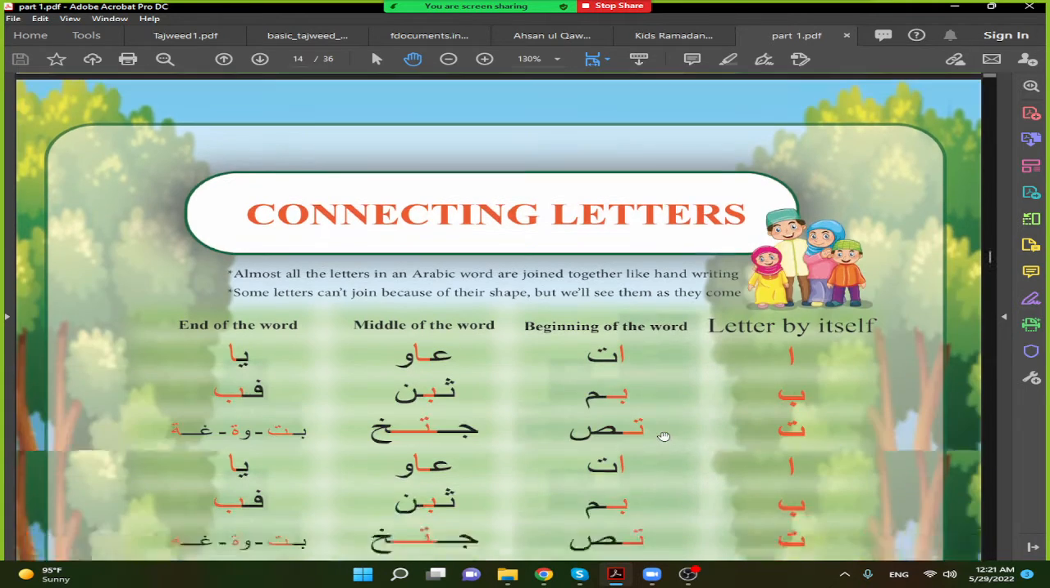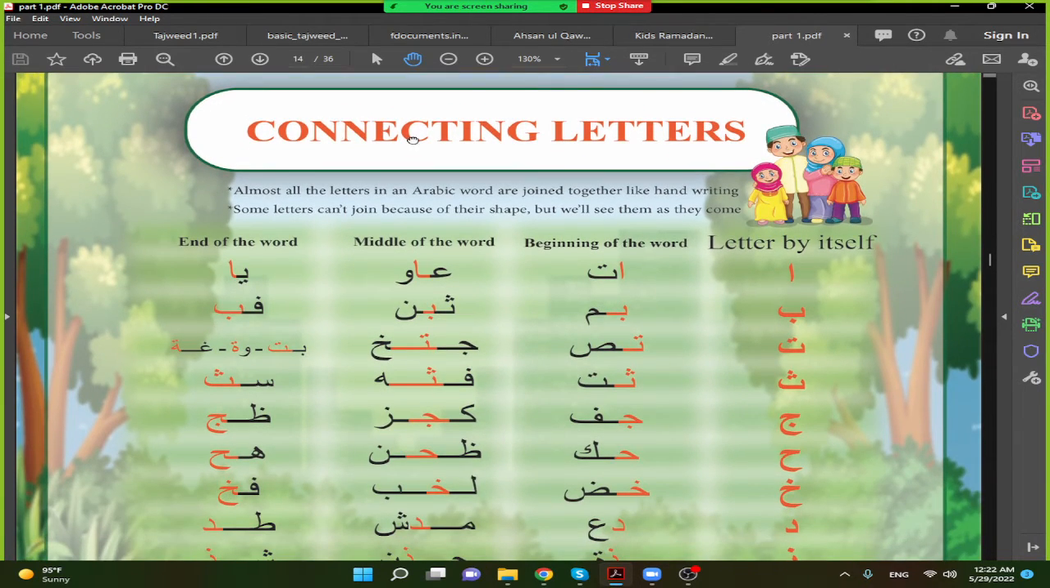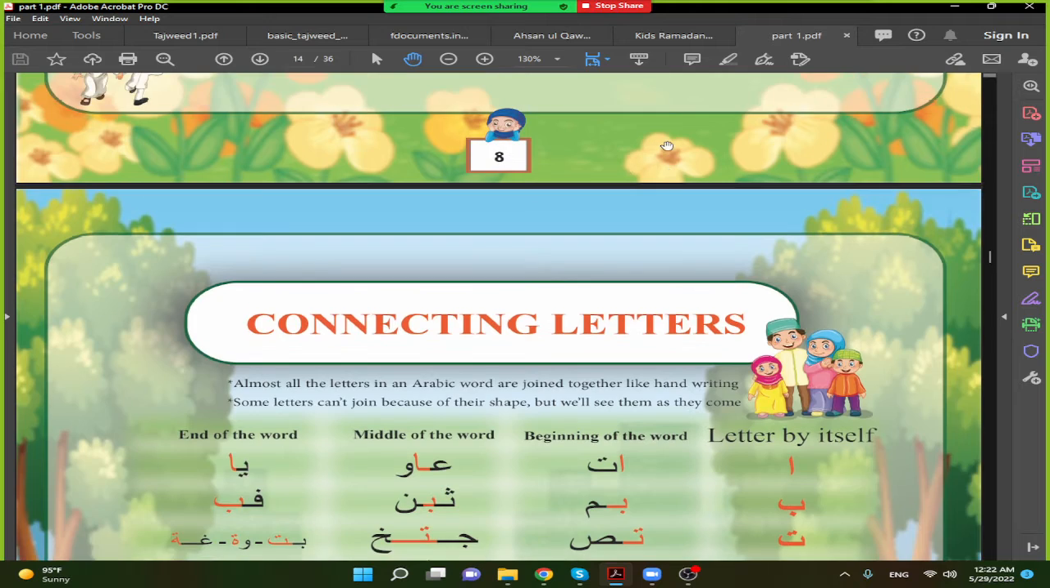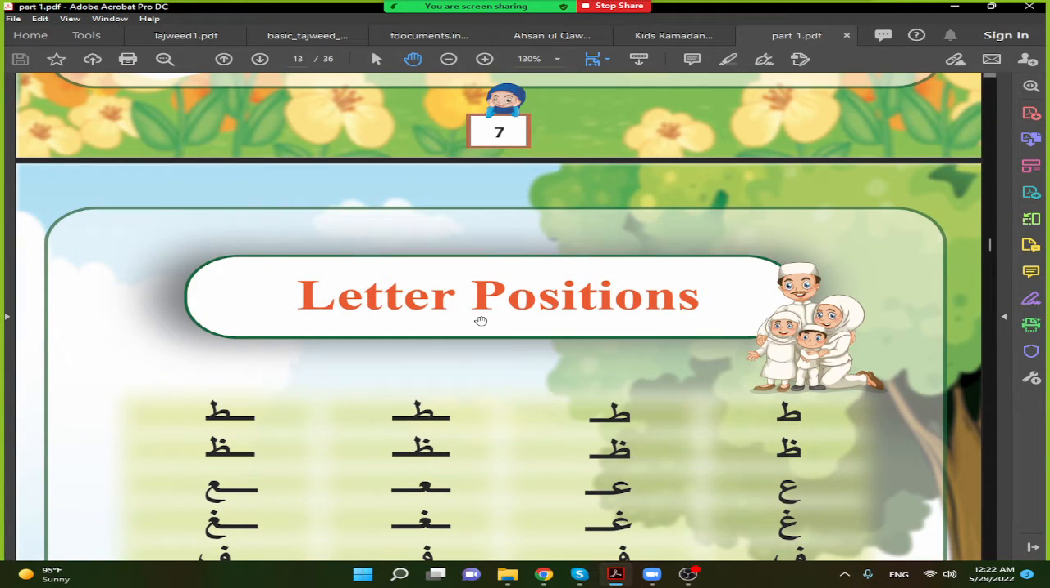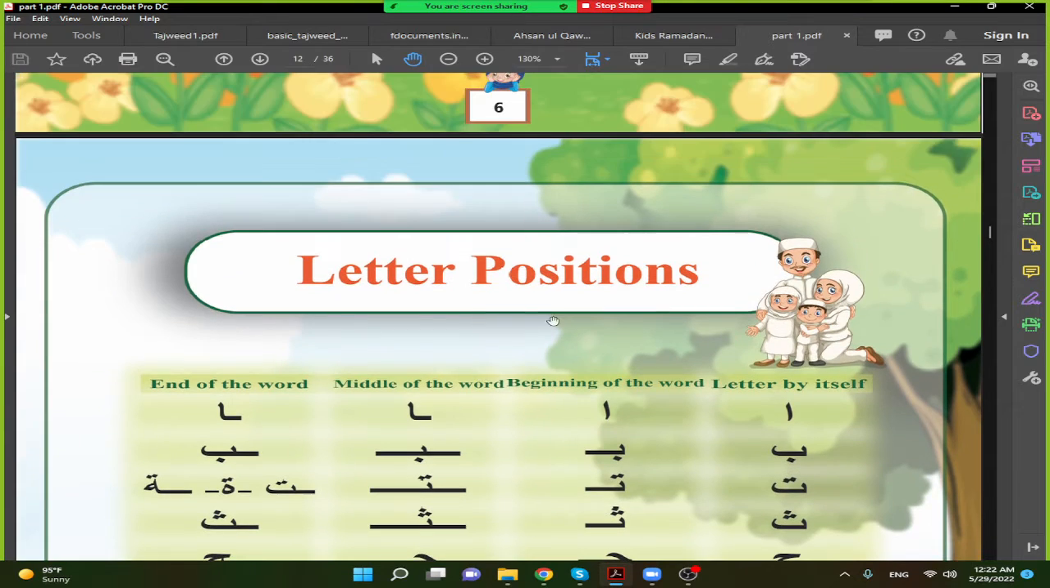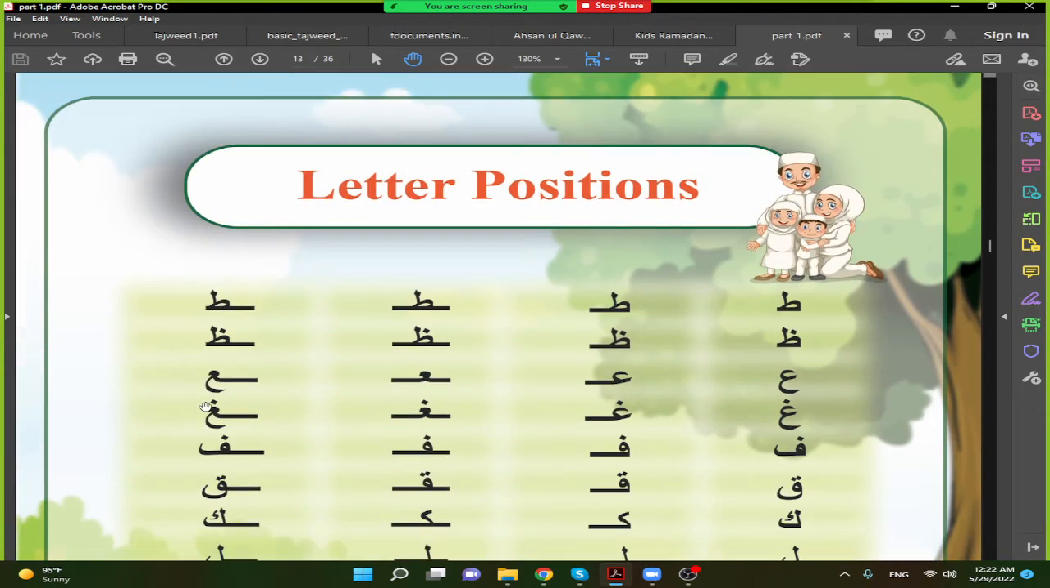Well, now we are starting a new lesson, and in this new lesson we are going to learn the connecting letters. Right now we were learning the letter positions, and there are four forms of each letter: by itself, in the beginning of the word, in the middle of the word, and at the end of the word. This is what we have learned in the letter positions. Each letter takes those four positions in the Quran.